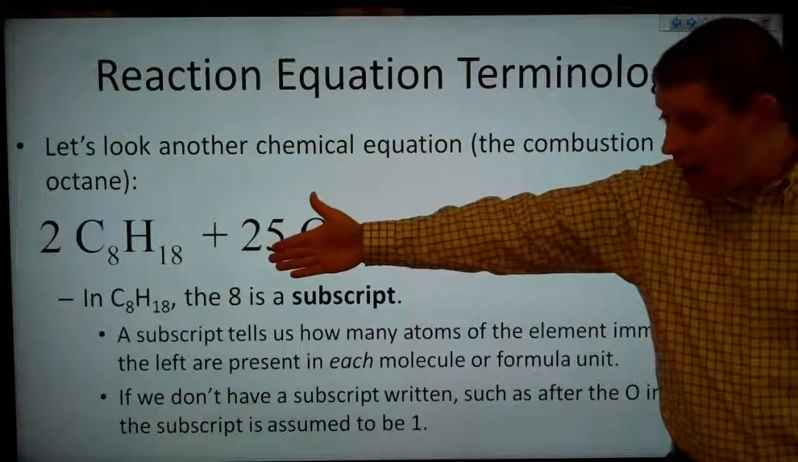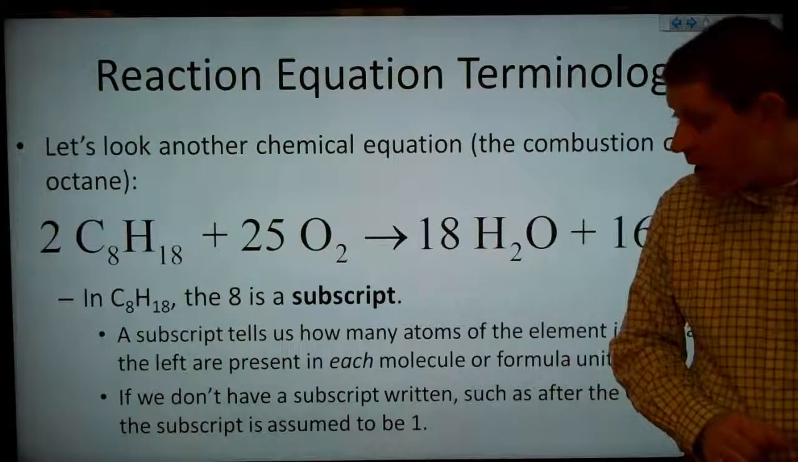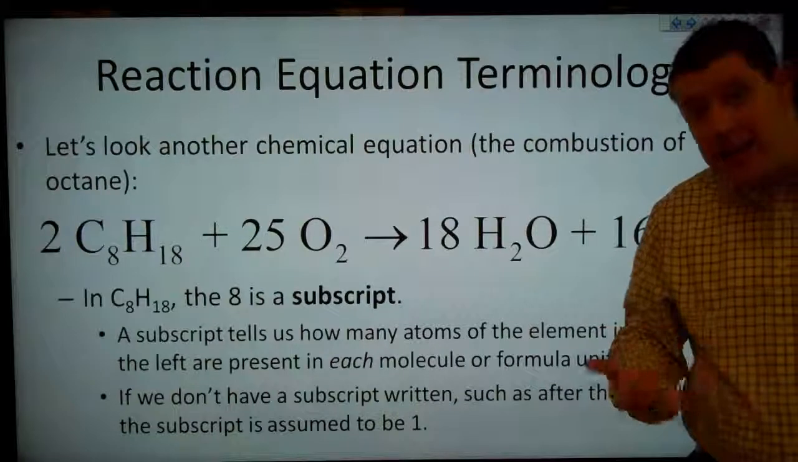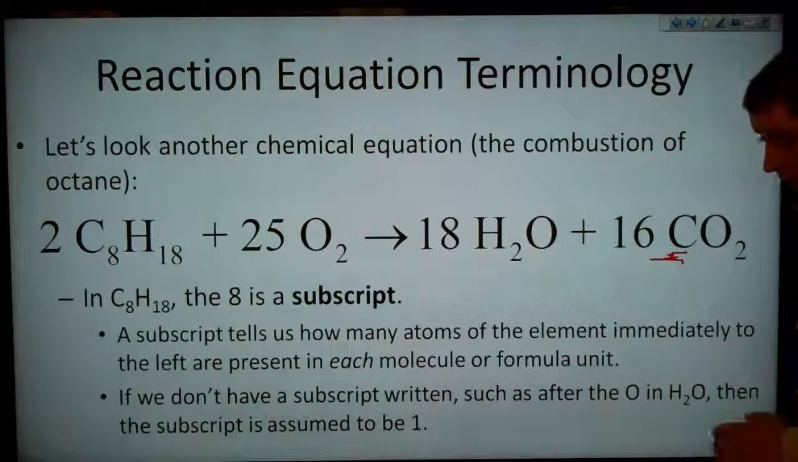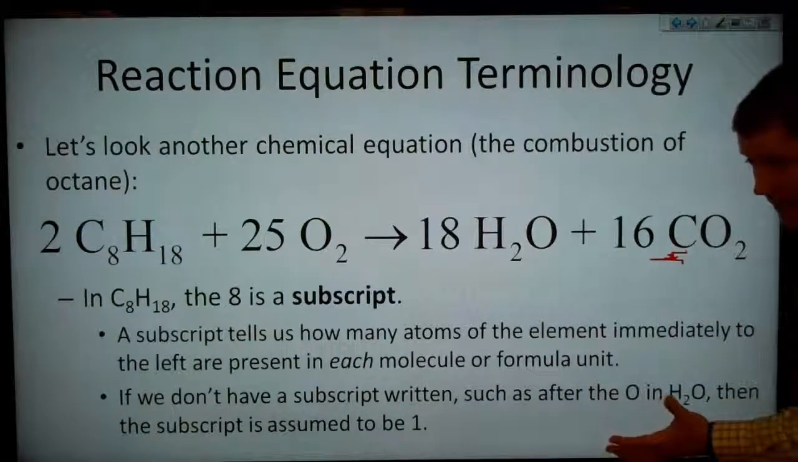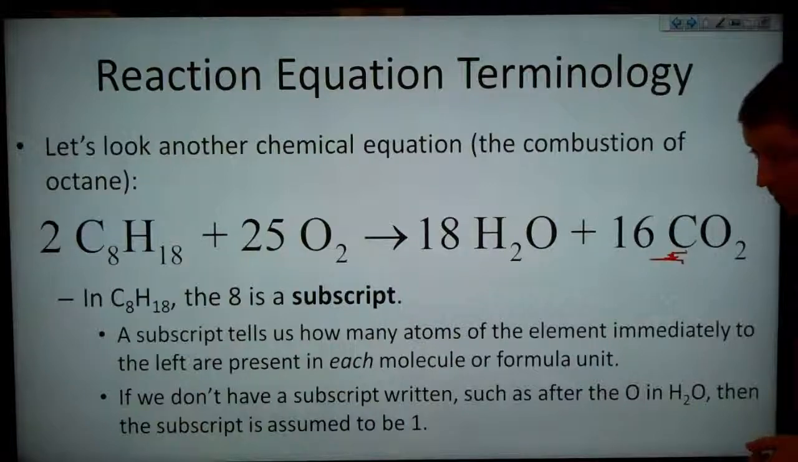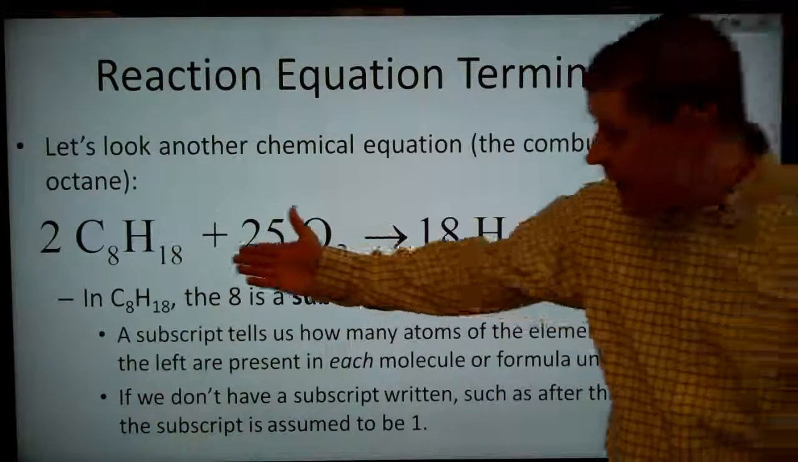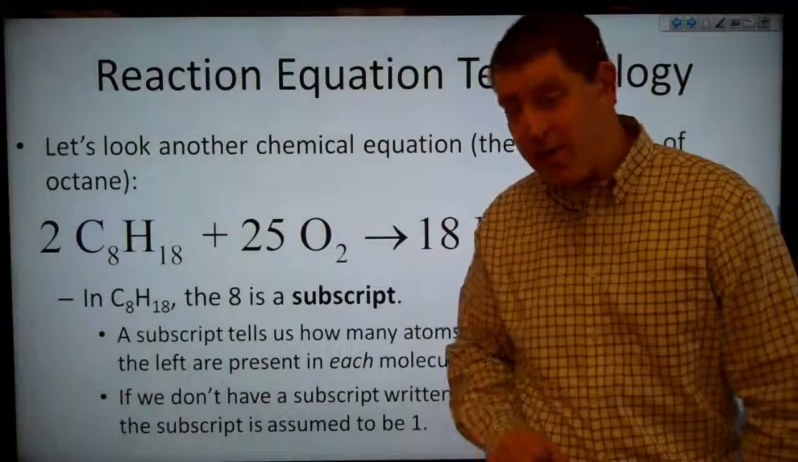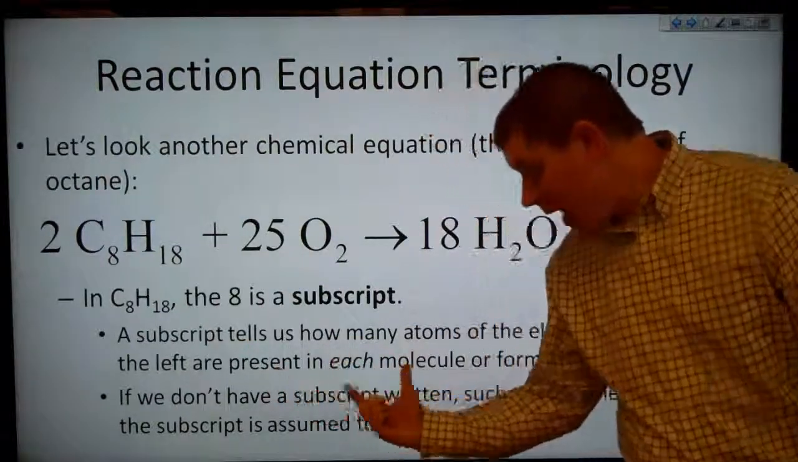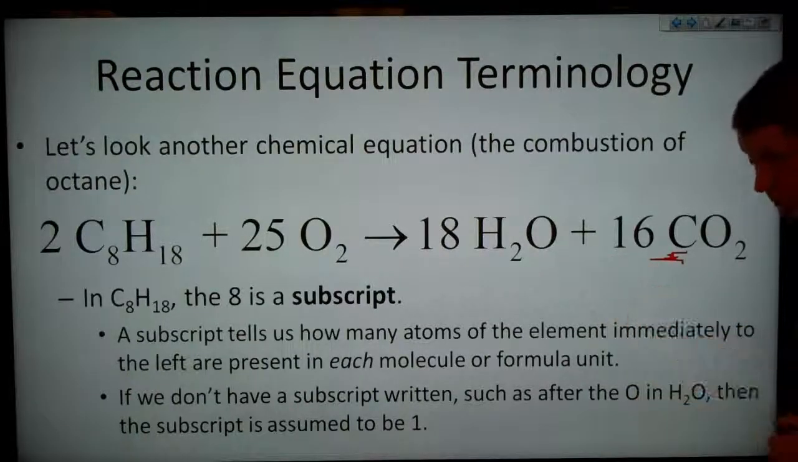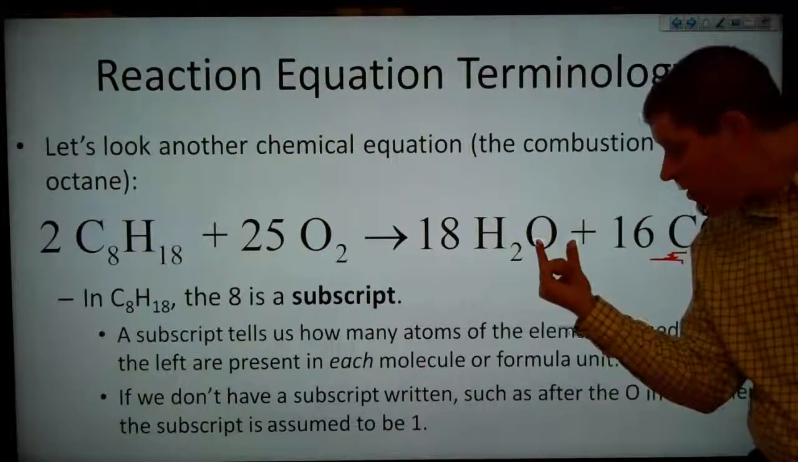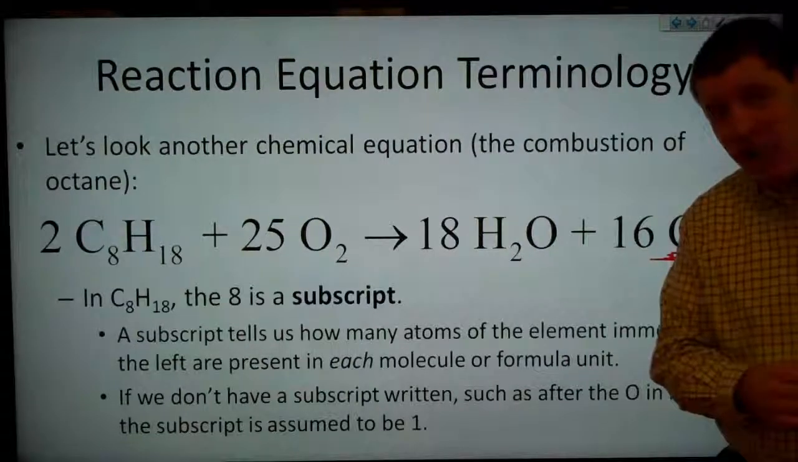So in that octane formula, C8H18, that 8 is a subscript. The 18 is also a subscript. Now, a subscript tells us how many atoms of the element immediately to the left are present in each molecule or formula unit. So in this case, we've got 8 carbon atoms and 18 hydrogen atoms. Now, if we don't have a subscript written, such as after the O in H2O here, then the subscript is assumed to be a 1. So we have 1 oxygen and 2 hydrogen atoms in every water molecule.